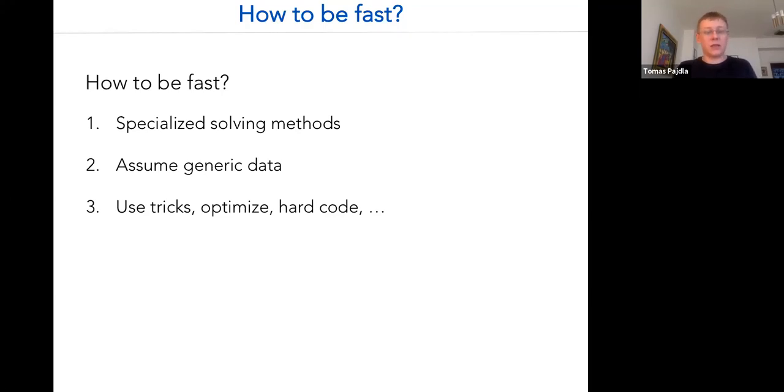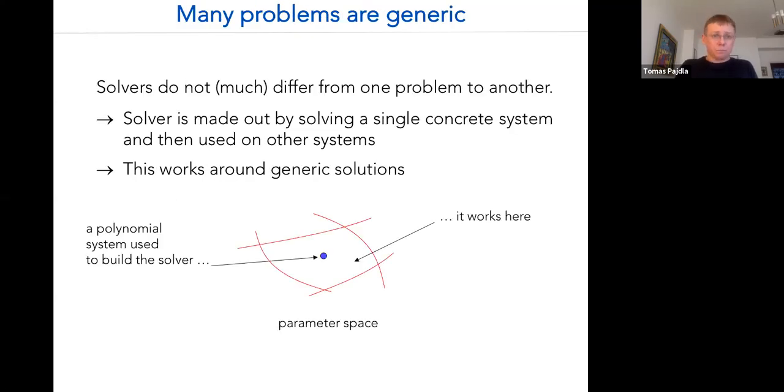So to be fast, we have to use specialized techniques, which assume generic data. We don't discuss special cases because discussing special cases costs lots of time and special cases appear very infrequently. So most of the time, one actually wastes effort when discussing very special cases. And then of course we use strictly optimized hard code and try to make things efficient. This is related to the way we solve these equations. In general, these equations have some coefficients, some input data, and the input data come into the game in a way that the special cases form a sort of negligible set.